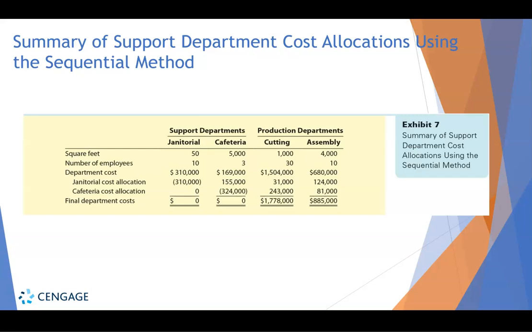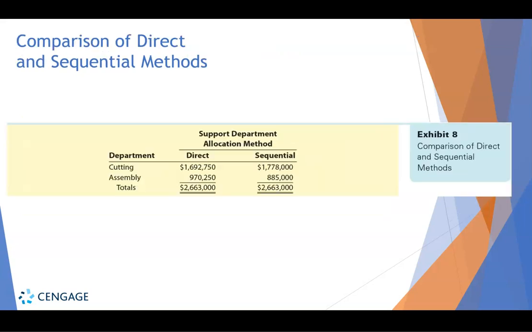As you see on this slide, after the support department costs have been allocated, the support departments have no costs remaining. Since all costs have been allocated to the production departments, now management can apply the production department costs to products. The total costs allocated to the cutting and assembly departments are different depending on which support department allocation method is used. You see here the difference between the direct and the sequential.